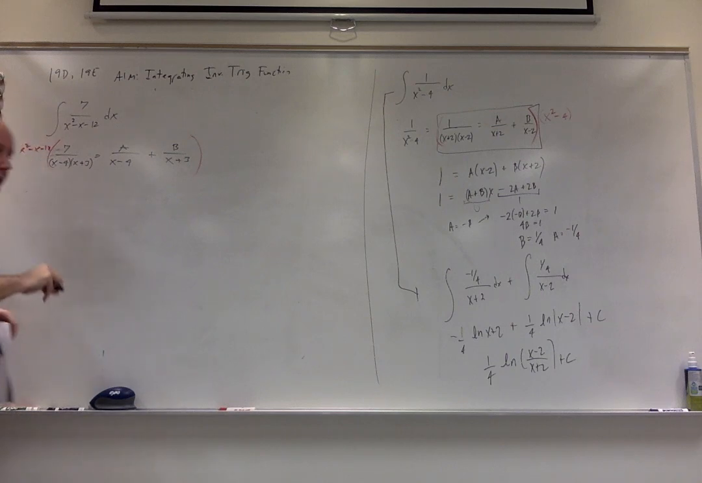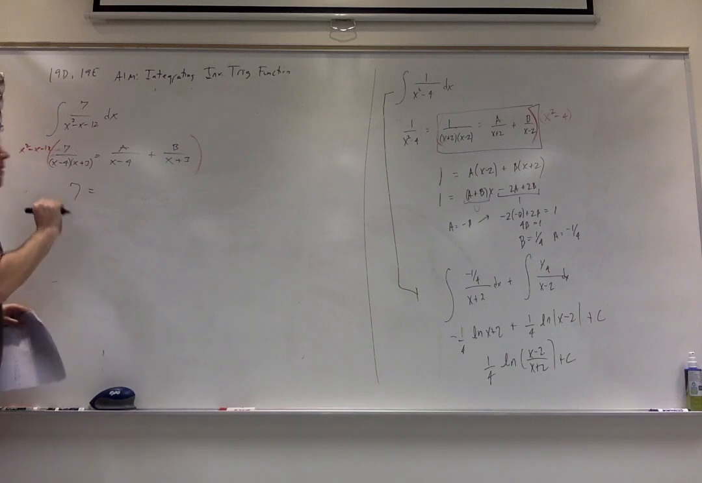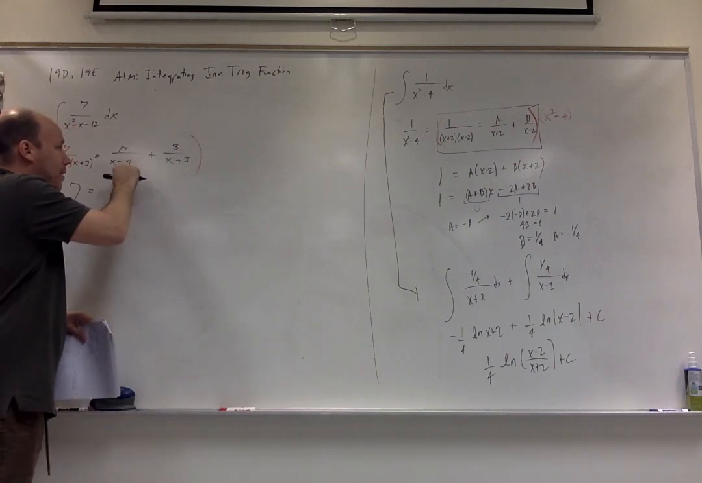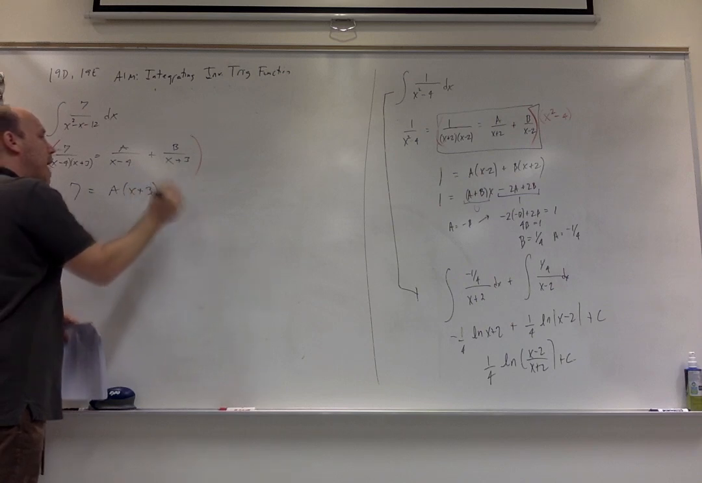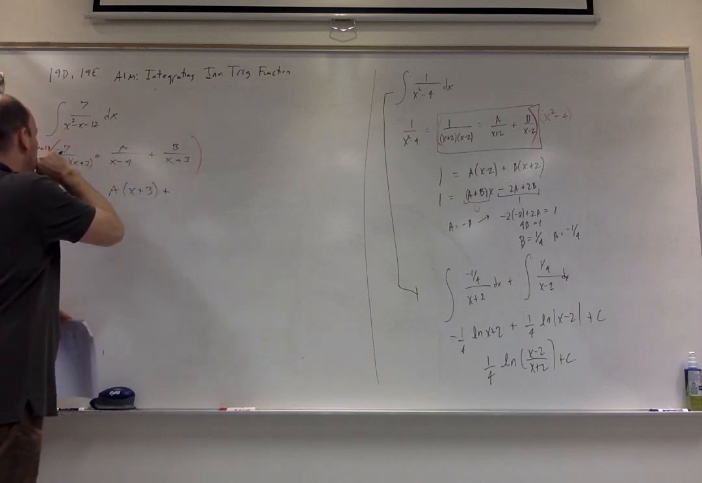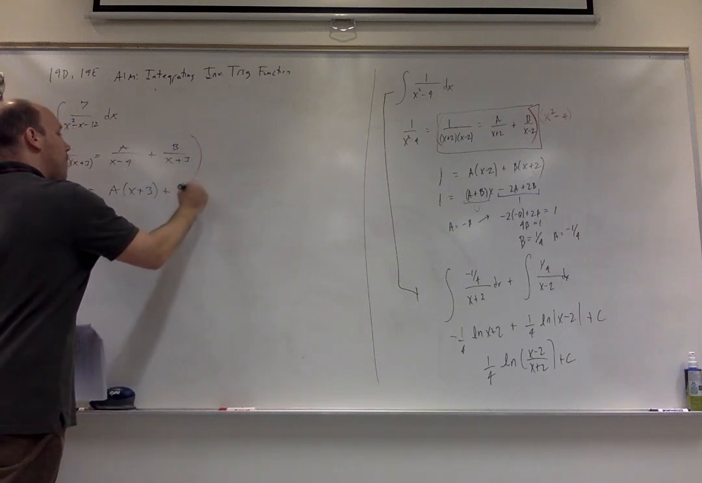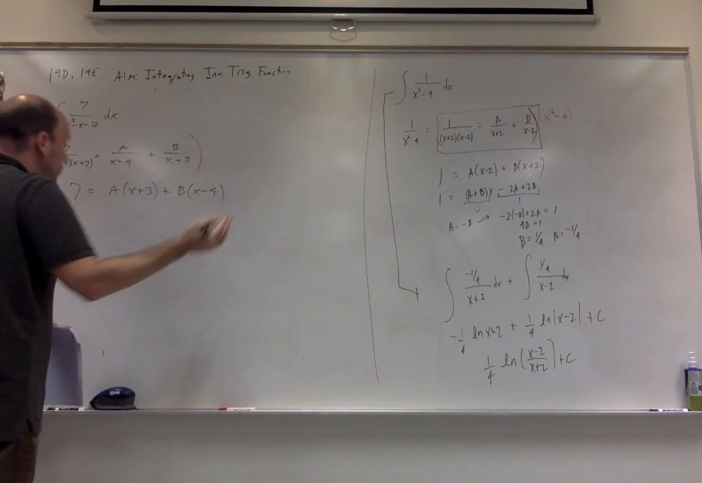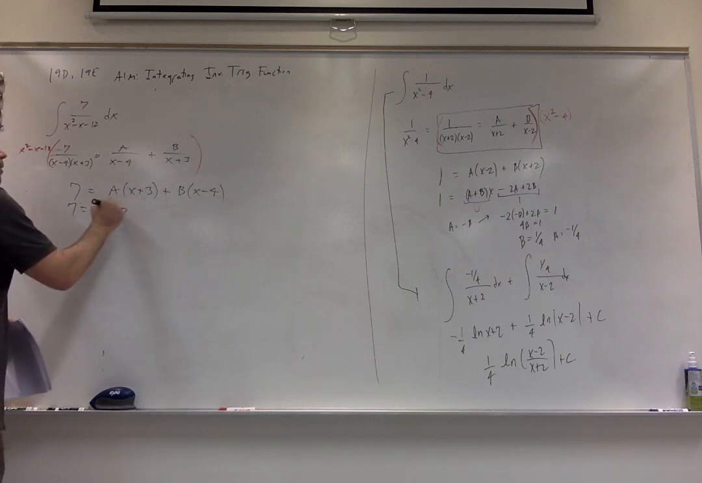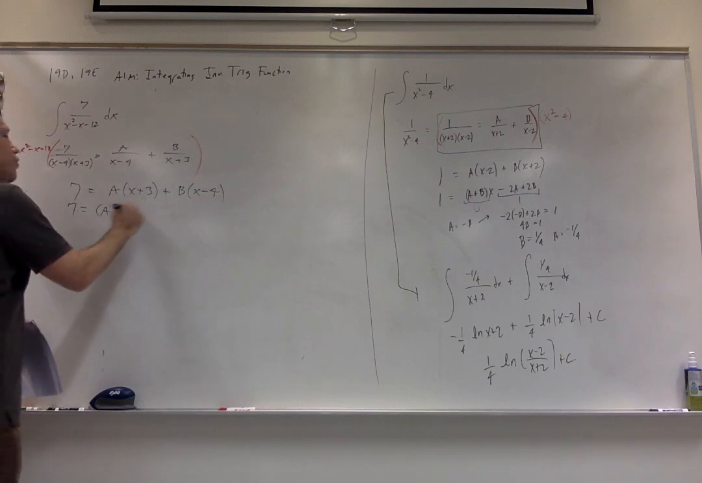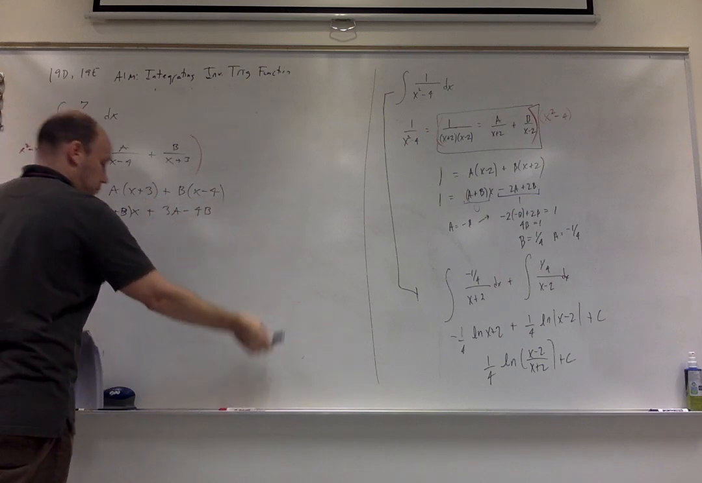The x squared minus x minus 12 cancels this out, so I have 7. The x squared minus x minus 12 cancels out the x minus 4, leaving me with x plus 3. And it cancels out my x plus 3, leaving me with x minus 4. Once again, 7 is equal to a plus b, x, plus 3a minus 4b.